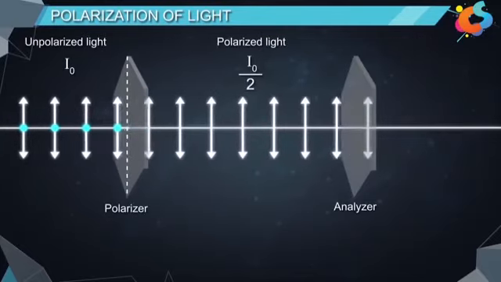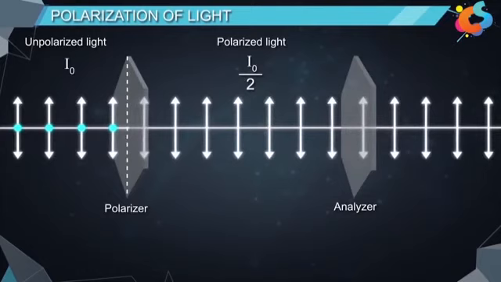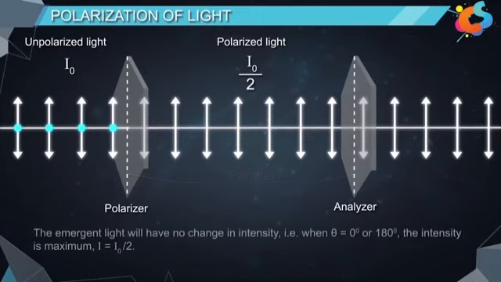Now, if we pass this plane polarized light through another Polaroid, we will call this the analyzer. If the pass axis of polarizer is parallel to the pass axis of analyzer, the emergent light will have no change in intensity. That is, when theta is equal to 0 degree or 180 degree, the intensity is maximum. That is, I is equal to I naught by 2. I naught is the maximum intensity.